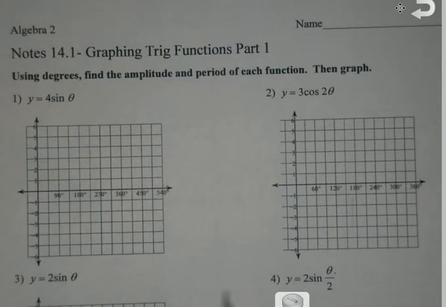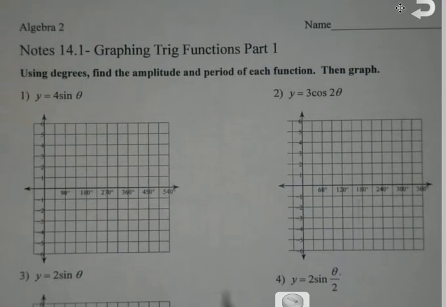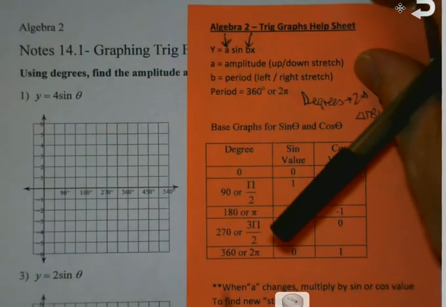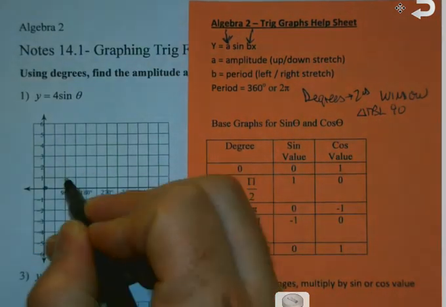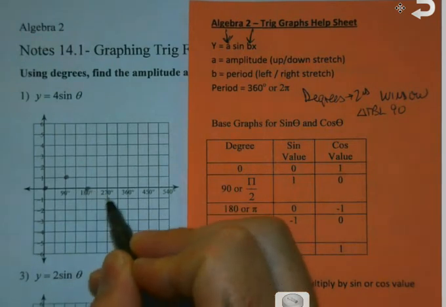Normally, what I'm going to do with you is we're going to sketch our normal graph first, because you'll always have your chart. Since this is a sine, let me put this back up. With sine, we start at 0. At 90, we go up to 1. And then back down to negative 1.